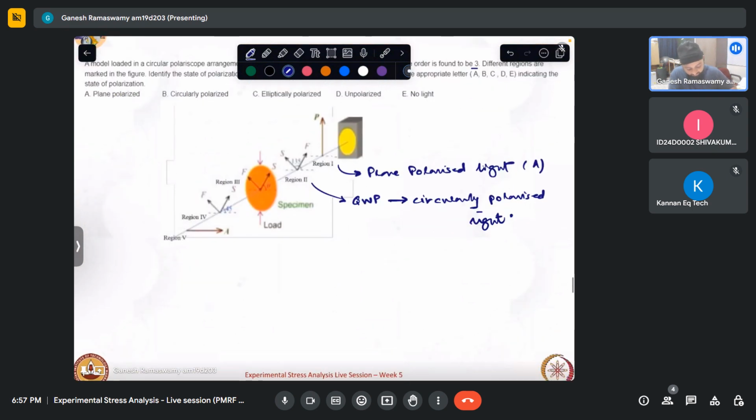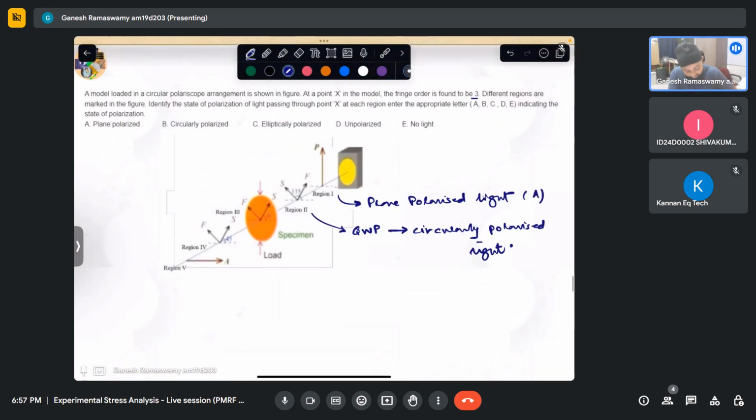So we have circularly polarized light. Then it passes through some point. This is the point where it is shown. So I'll take that point X, where the fringe order is found to be 3. If the fringe order at X is found to be 3, this implies that delta by 2 pi is 3, which means delta is 3 times 2 pi. So it is 3 wavelengths, essentially speaking. The retardation is 3 wavelengths.